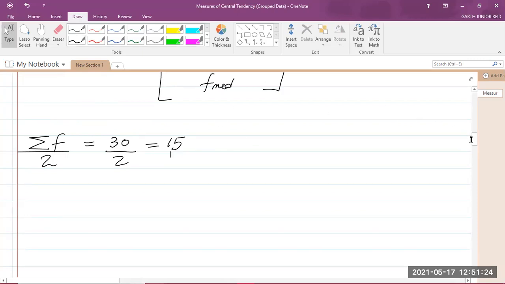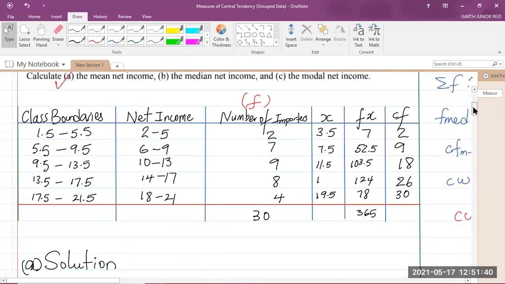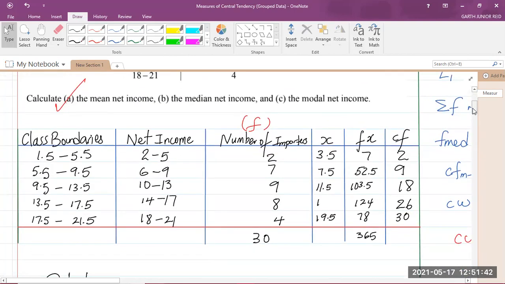Now, before we can calculate the class width, we need to figure out the median class. So remember that the summation of F over 2 was 15. We're going to look in our table and see where does 15 lie in the cumulative frequency. So 15 would lie somewhere here, right? Because we're moving from 9 to 18. So this is where the 15 would lie.